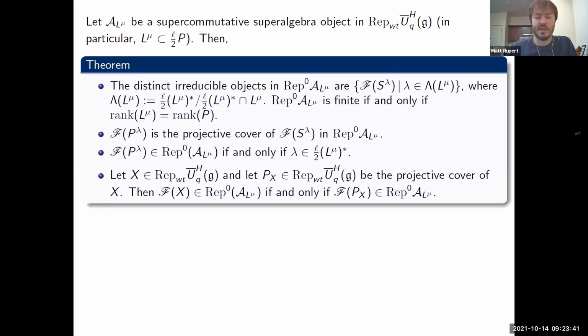We also know that for any object in this category, if its projective cover is denoted by P_X, then this object induces to the category of local modules if and only if its projective cover does. So we understand well what the irreducible modules are, we understand what the projective covers are, and we understand when any other object induces. It's when its projective cover does.